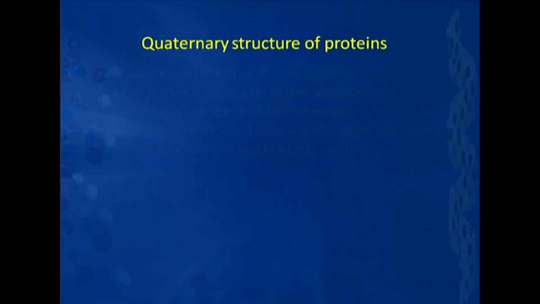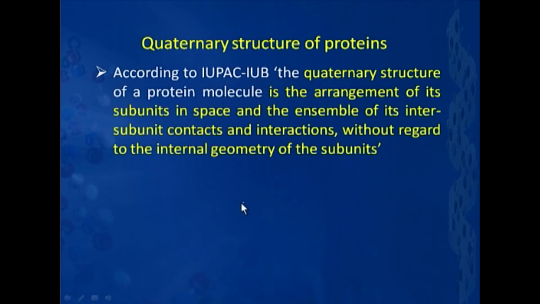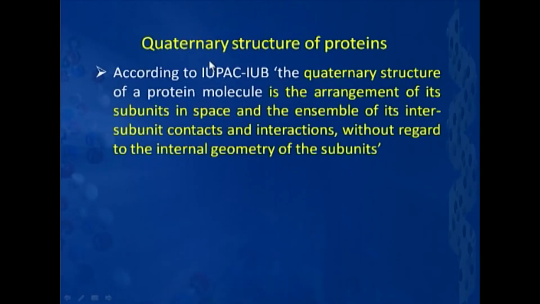Okay. Let us move further and talk about the quaternary structure of protein. Again, we go back to IUPAC and see the quaternary structure of a protein molecule is the arrangement of its subunits in space. That means, now we are talking about more than one protein molecule. That means, I am talking about the arrangement of the subunits of a larger protein, small components of that, how does that subunit behave, and the ensemble of its inter-subunit contacts and the interactions without regard to internal geometry of the subunits. We are not bothered about what is the internal component, we are just talking about how are the subunits arranged, that is the quaternary structure.